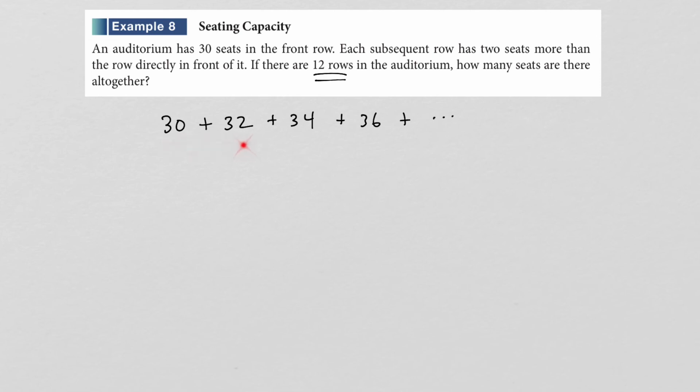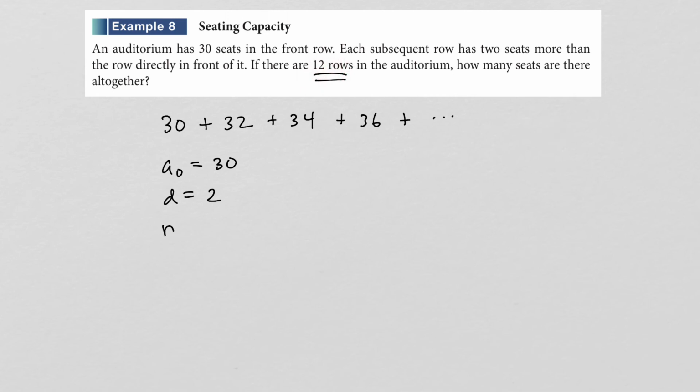Well, we have to take the sum of this arithmetic sequence. And so here we know that the first term, a naught, is 30. We know that the common difference here is 2, right? Because each time it increases by 2. And the number of terms we're adding up is 12 because there are 12 rows.